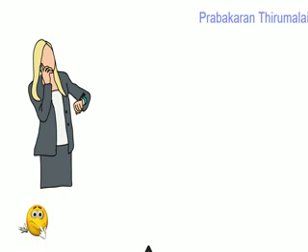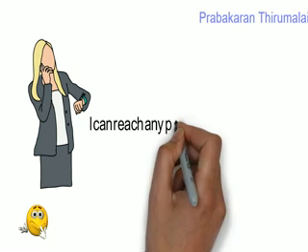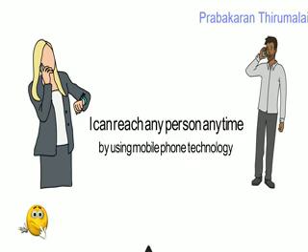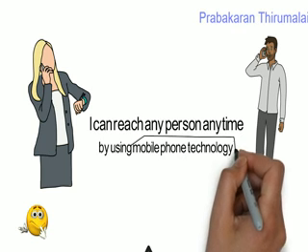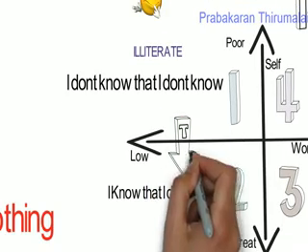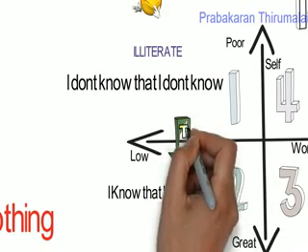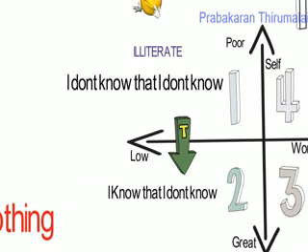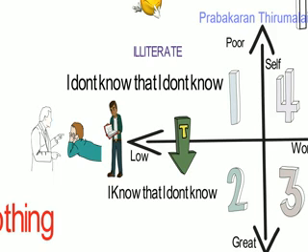Consider this statement: I can reach any person anytime by using mobile phone technology. For somebody who is working or learning in the communication field in the late 1900s, the phrase mobile phone technology is sufficient to move him from the I don't know that I don't know quadrant to the I know that I don't know quadrant. Most of us move from the first quadrant to the second quadrant by our senses such as hearing, tasting, touching, seeing and smelling, or while performing actions such as reading, listening, watching, talking.